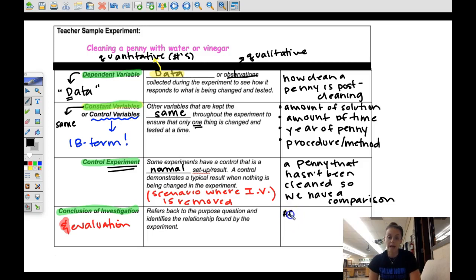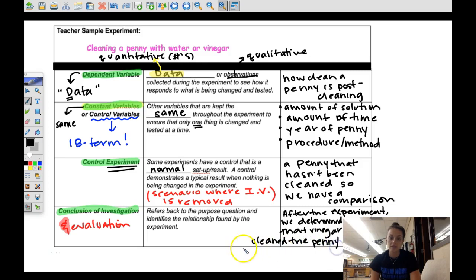So we can say, after the experiment, we determined that vinegar cleaned the penny better, which supports, keyword here is supports, not proves, our hypothesis.